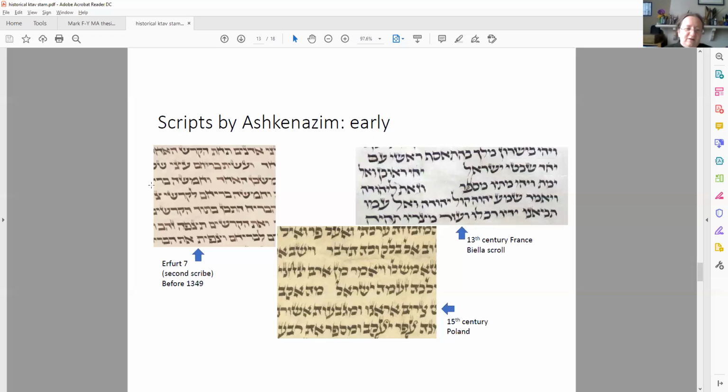Then over here, we've got one of the Erfurt scrolls. We can date the Erfurt scrolls because the community of Erfurt was destroyed in a pogrom in 1349, and all of its manuscripts were seized, which is obviously not a great thing from the perspective of the community, but historians find it quite useful because it means nobody's been using those manuscripts since. They were just sitting in the library in Berlin mostly, where they were seized. So they've been snapshotted in time from 1349.